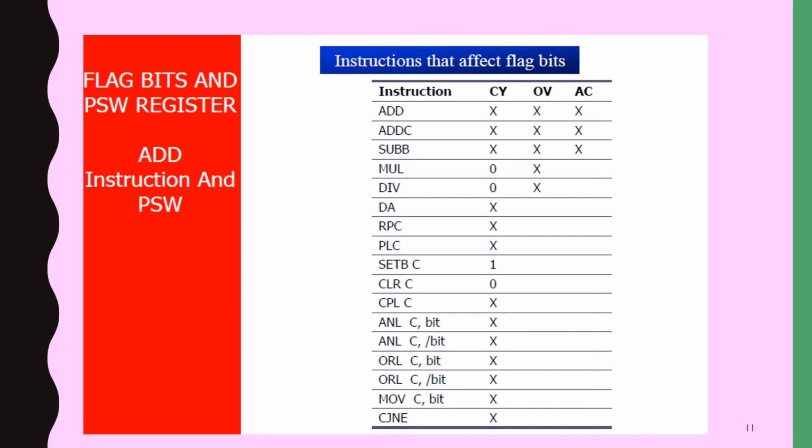Then RRC, RLC, only the carry flag. SETB C, carry flag. CLR C, CPL C. Then ANL C comma bit, ORL C comma bit, MOV C comma bit. So all these instructions, and CJNE, are going to affect the status of the carry flag.